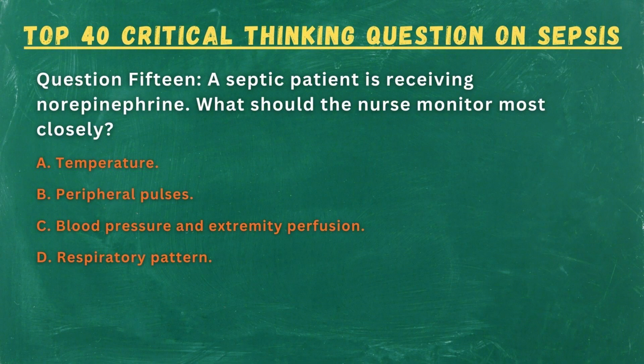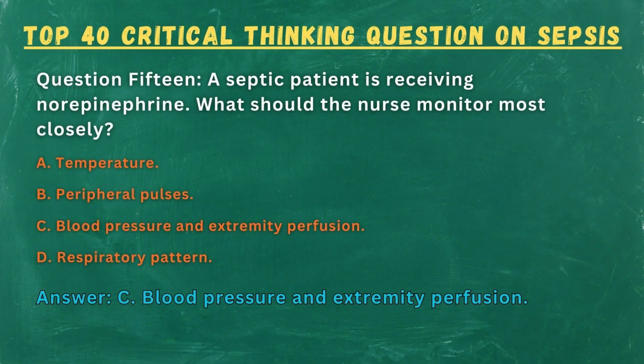Question 15. A septic patient is receiving norepinephrine. What should the nurse monitor most closely? A. Temperature. B. Peripheral pulses. C. Blood pressure and extremity perfusion. D. Respiratory pattern. Answer: C. Blood pressure and extremity perfusion.